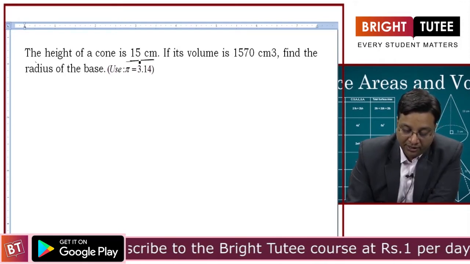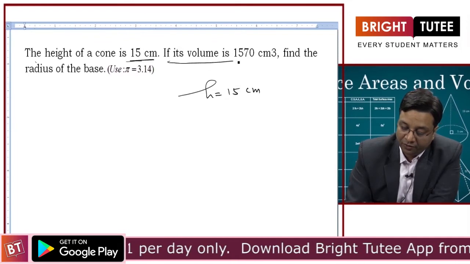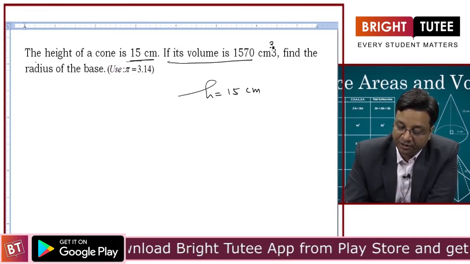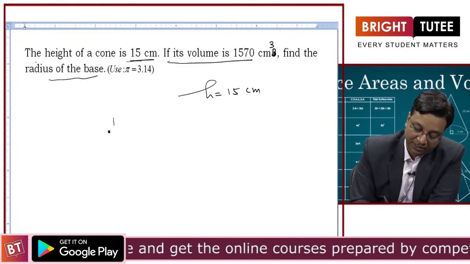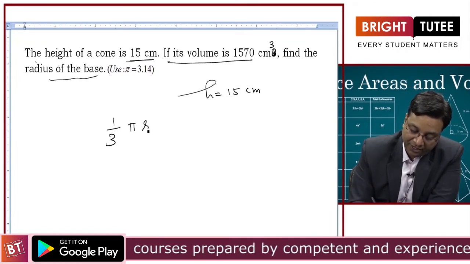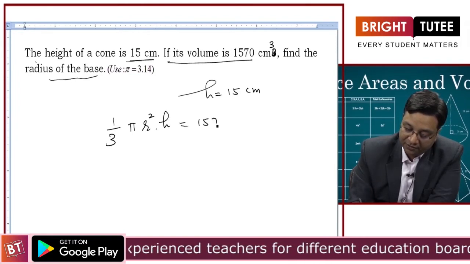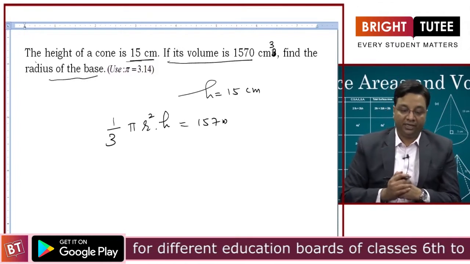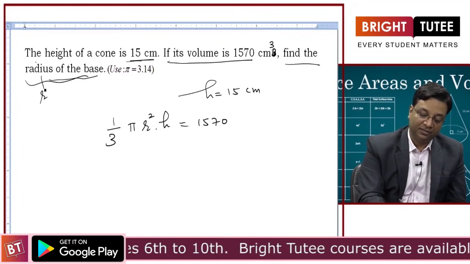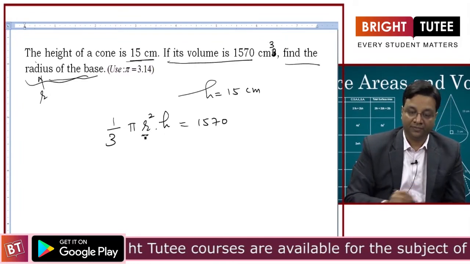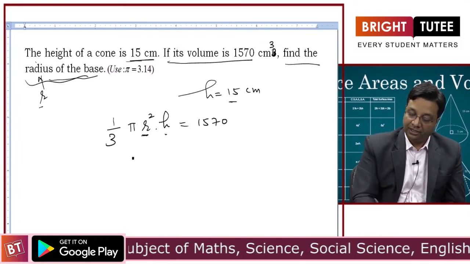Height of a cone is 15 centimeter. So, h is 15 centimeter. Its volume is 1570 centimeter cubes. Find the radius of the base. So, the volume is given. Hence, 1 by 3 pi r square into height is already given as 1570. Right? And we need to find the radius of the base. So, if r is the radius of this base, because I have used it in this formula, I just need to find r here. h is given as 15. So, let us do that.